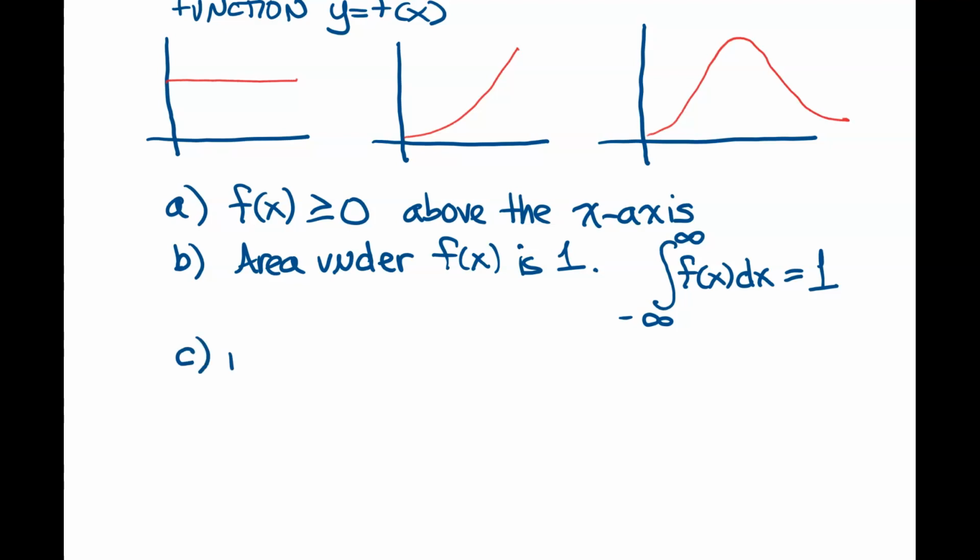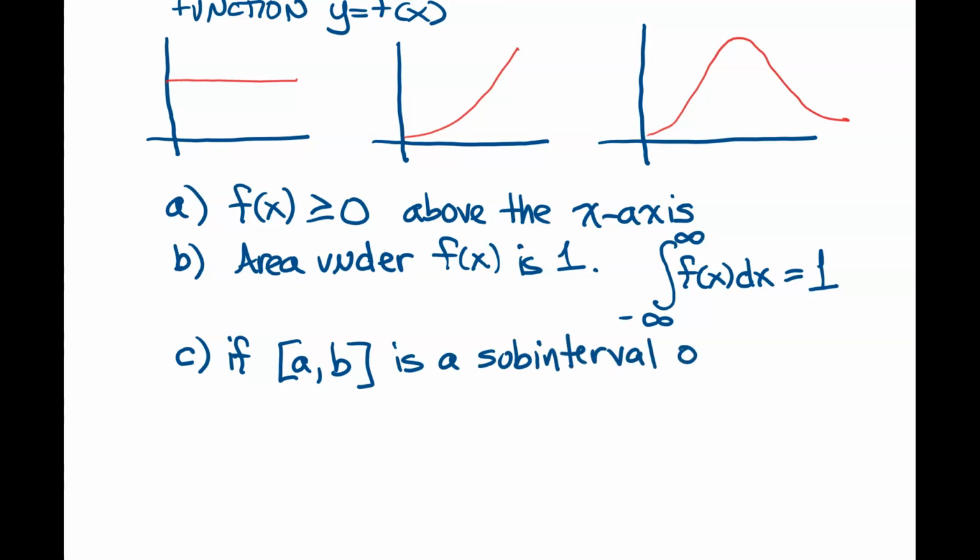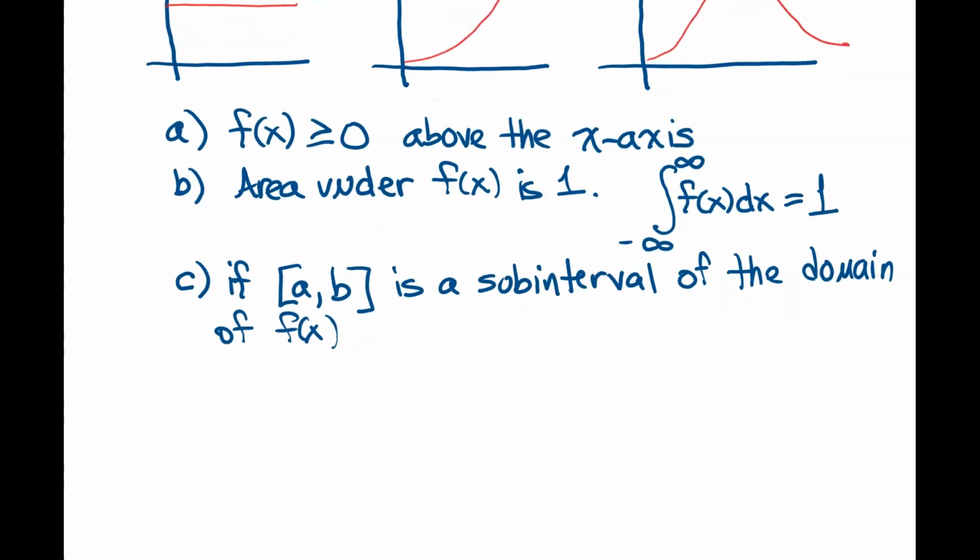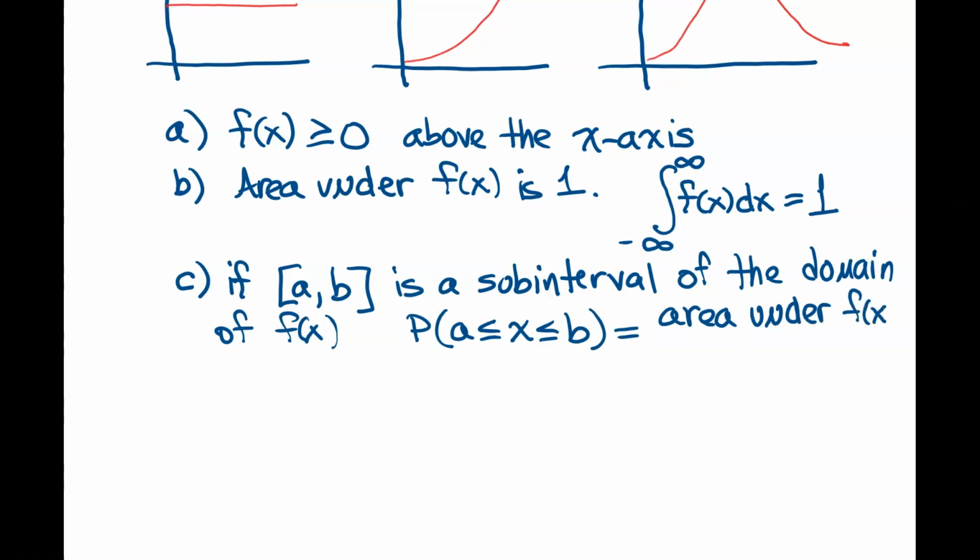And then if we were to take a subset, just a section of the domain, so if we have a subinterval AB of the domain of the function, then what we would know is that the probability of our value being between A and B would equal the area under our function on A to B.